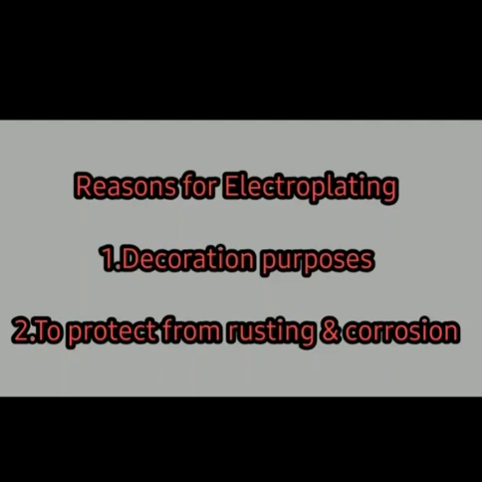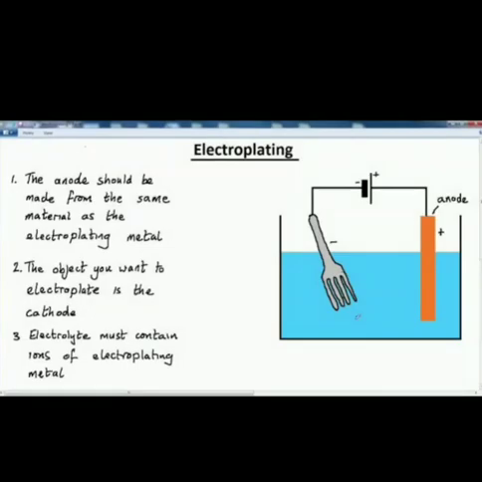Now we move to our next topic, that is, what are the conditions of electroplating. The first condition is that the article to be electroplated is always placed at the cathode. Why? Because during electrolysis, the metal is always deposited at the cathode by gain of electrons. Remember that. So for this reason, the article to be electroplated is always placed at the cathode.